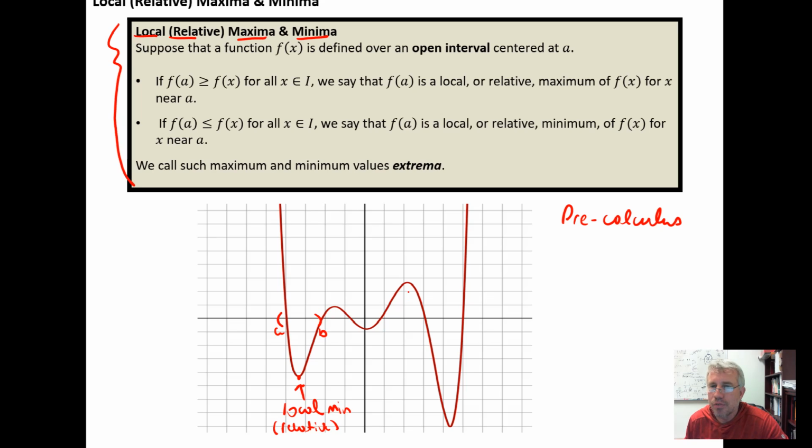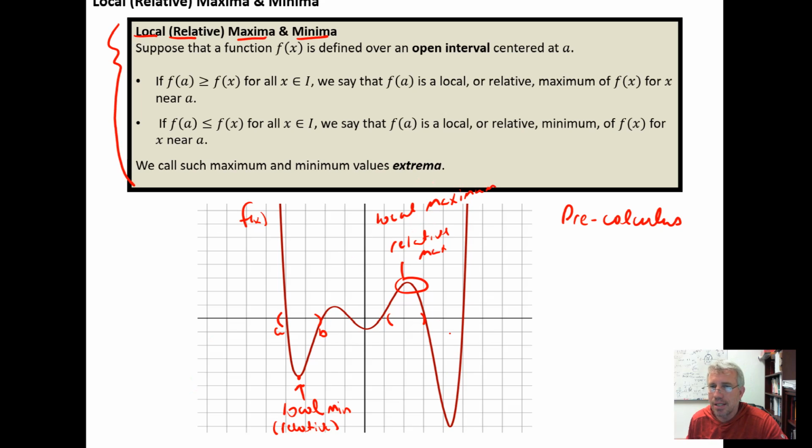And similarly, if you were able to go anywhere for your function f of x and establish an open interval, let's say right here, and find that there was a highest point on that open interval, then that was a relative maximum on that interval, or local maximum. Again, those two phrases mean the same thing, local maximum.